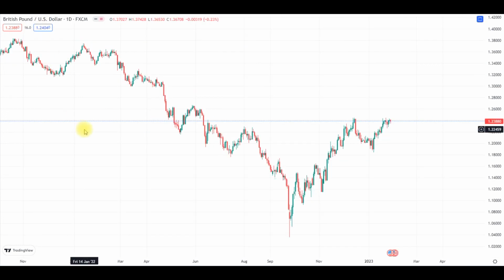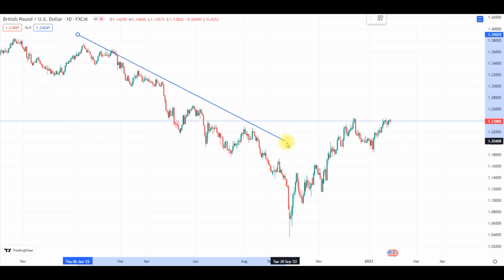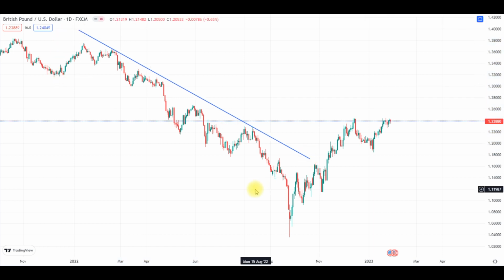Now let's move into a second chart. Here the Great British Pound US dollar, also the 1-day chart. And let's draw some trend lines here. Maybe you see right away that we don't have this ideal trend line like we had in the chart before.